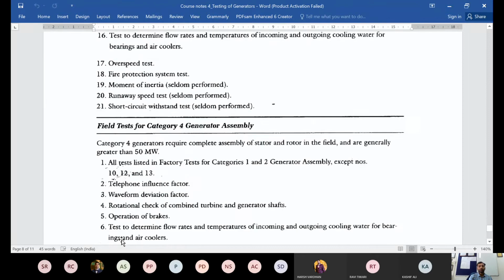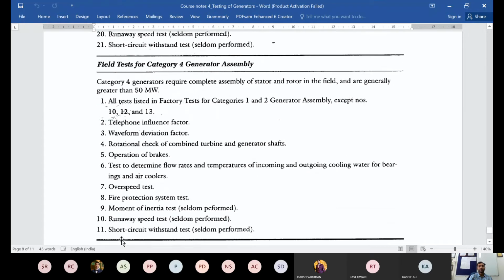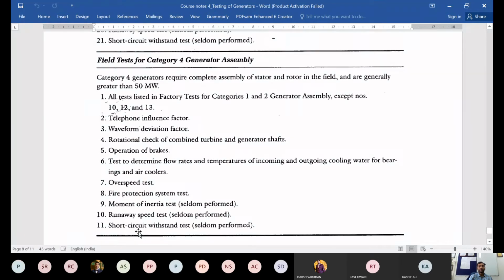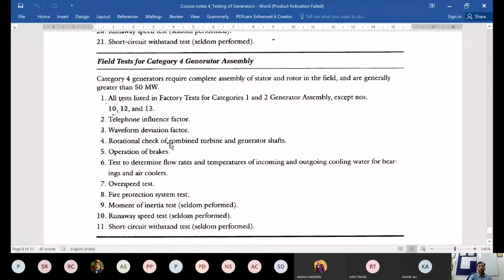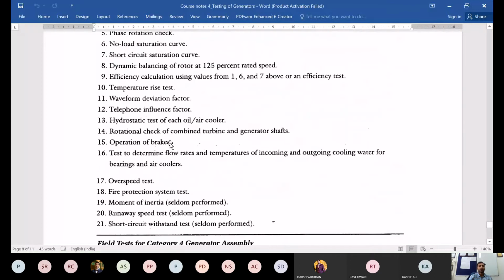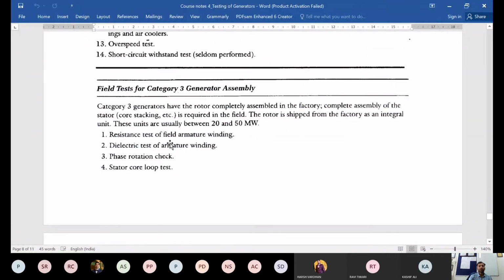And then apart from that, there are some extra tests which are mentioned here. More or less it comes out similar. If you look at this list and the category 3 list, it is more or less similar, with maybe 1 or 2 extra tests.